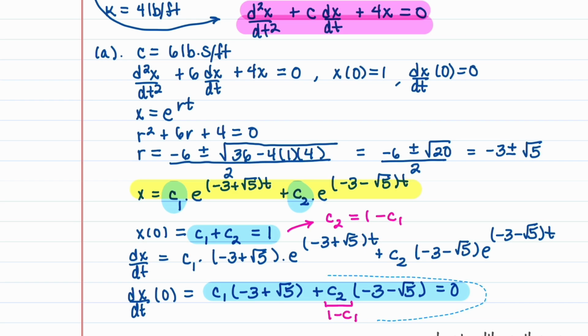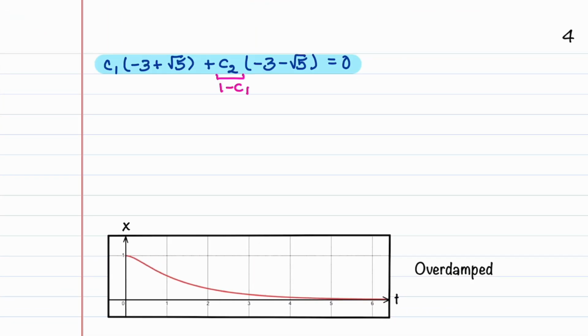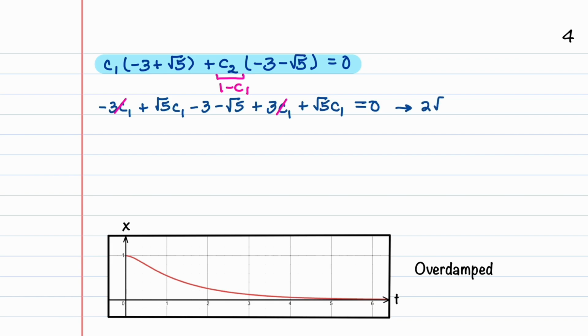Let's go ahead and take this with us to the next page. And we can solve for c1. We have minus 3c1 plus root 5c1 minus 3 minus root 5 plus 3c1 plus root 5c1, and that's equal to 0. These two terms are going to cancel. We can combine the root 5s, so we get that 2 root 5 c1 is equal to 3 plus root 5. So c1 is 3 plus root 5, all divided by 2 root 5.